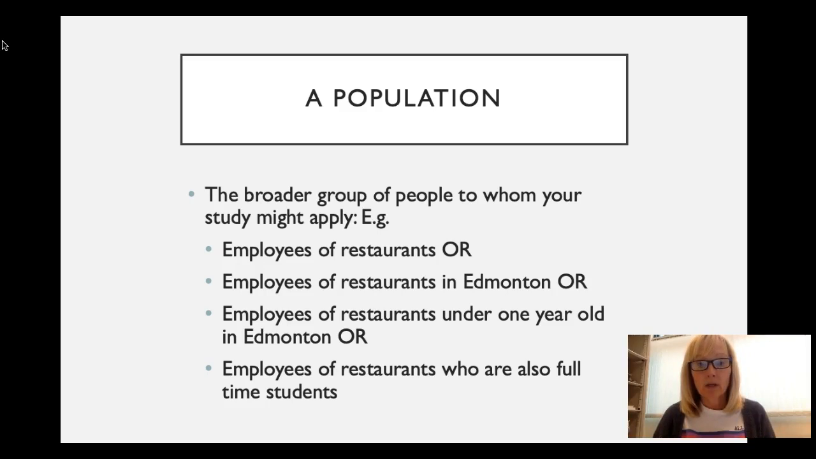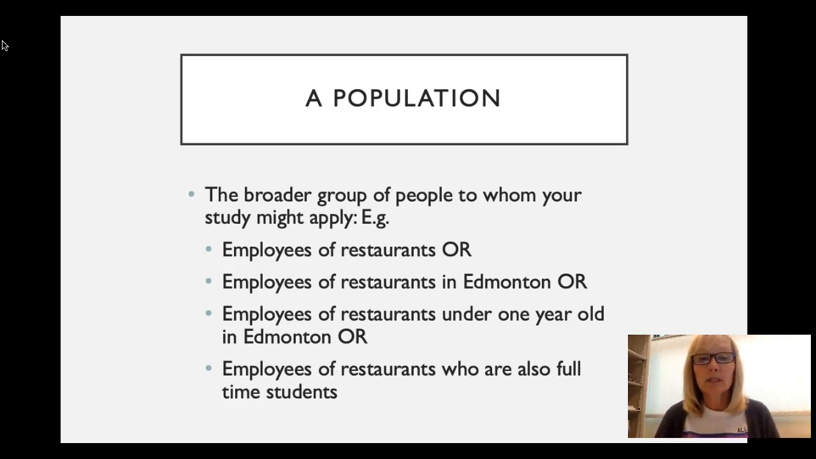So in the case of looking at orientation programs for employees of restaurants, your population might be all employees of restaurants, because your question is such that it could apply to any employee of any restaurant. More than likely, though, you want to narrow it down to something like employees of restaurants in Edmonton, so that the questions you ask would apply just to employees who work in restaurants in Edmonton, because we probably can't draw inferences to restaurants across the world, for instance.